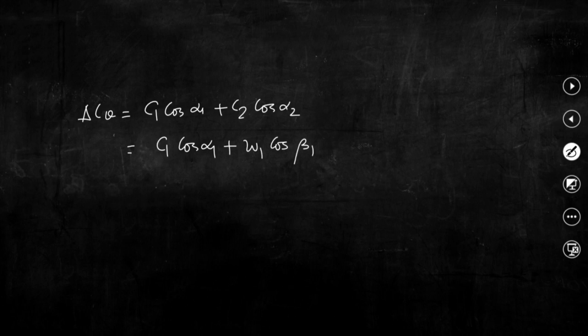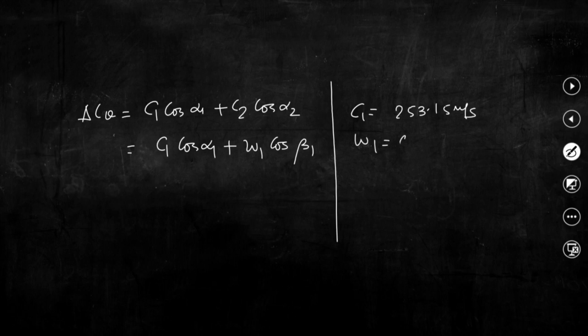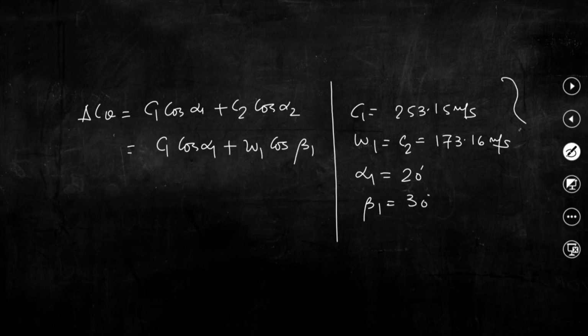right. So, here you know C1 already you have calculated in the previous slide, that is 253.15 meter per second, W1 equal to C2 equal to 173.16 meter per second, alpha 1 equal to 20 degree, beta 1 equal to 30 degree. So, for all this data we can calculate this delta C theta, and it is coming as 387.84 meter per second. So, this is delta C theta.